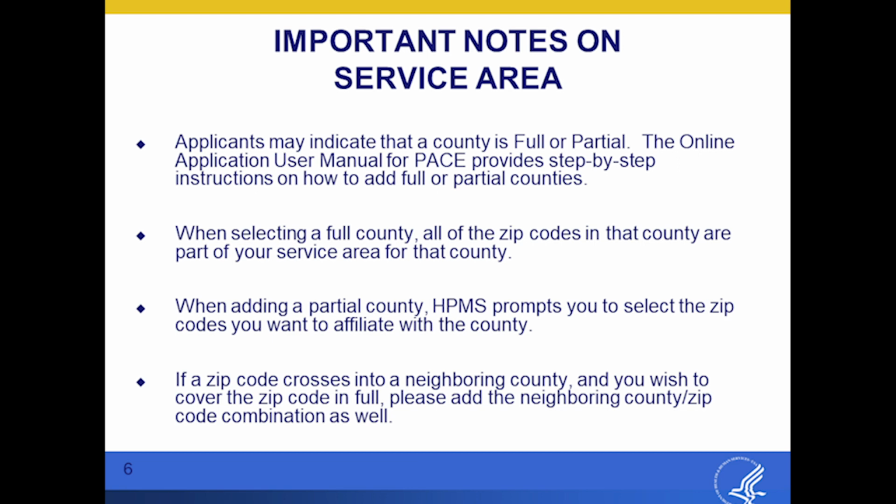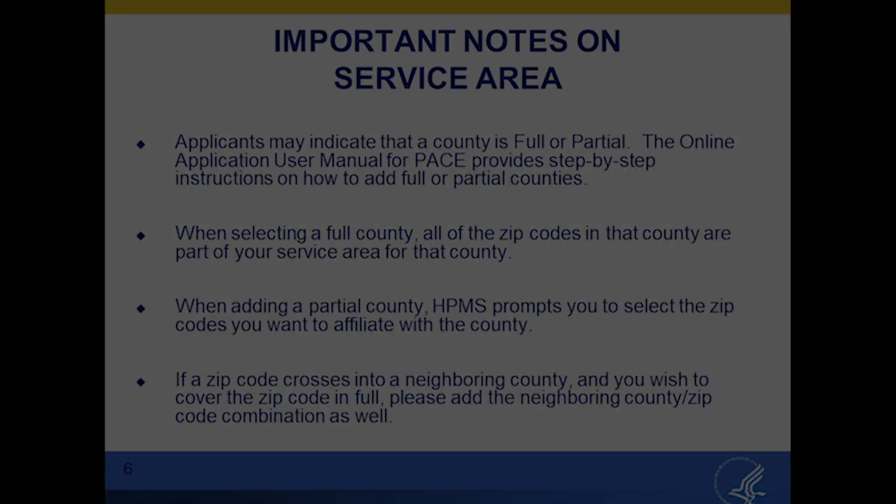When selecting a full county, all of the zip codes in that county are part of your service area. When adding a partial county, HPMS prompts you to select the zip codes you want to affiliate with that county. If a zip code crosses into a neighboring county and you wish to cover the zip code in full, please add the neighboring county/zip code combination as well.